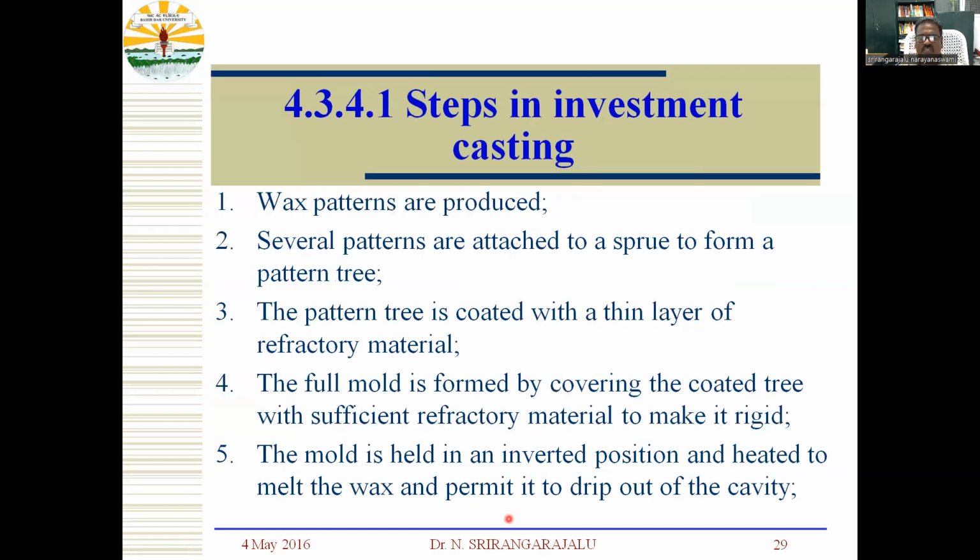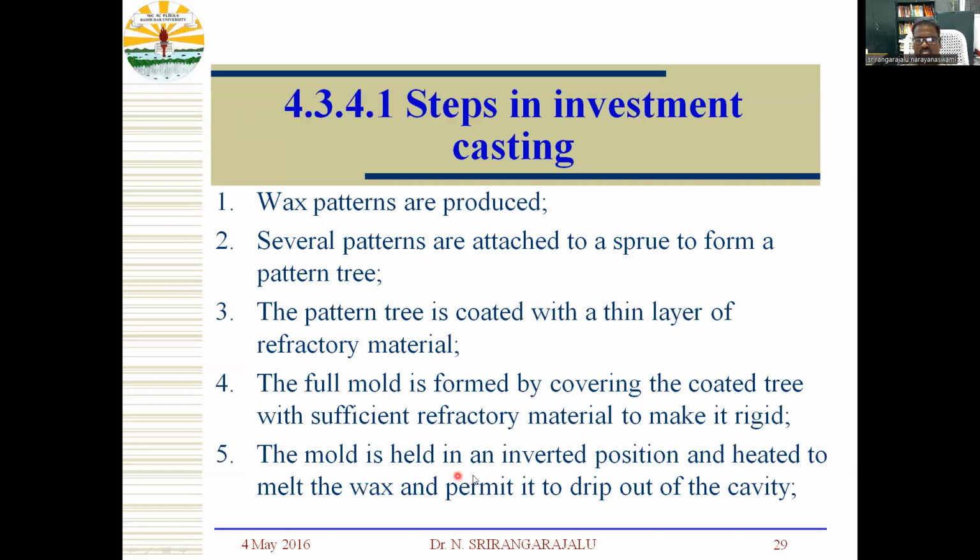So, steps in investment casting. Wax patterns are produced. Several patterns are attached to a sprue to form a pattern tree. The pattern tree is coated with a thin layer of refractory material. The full mold is formed by covering the coated tree with sufficient refractory material to make it rigid.